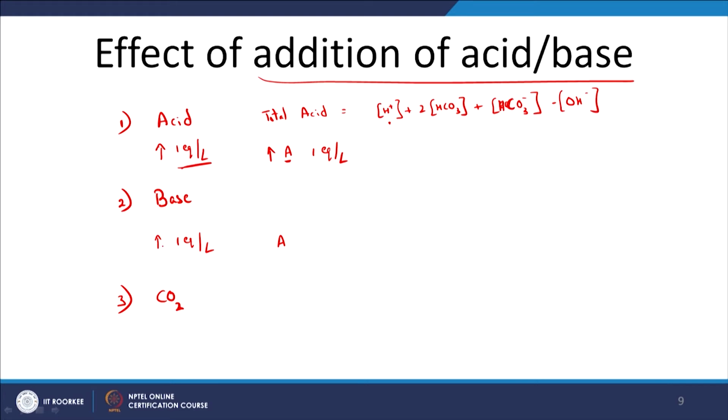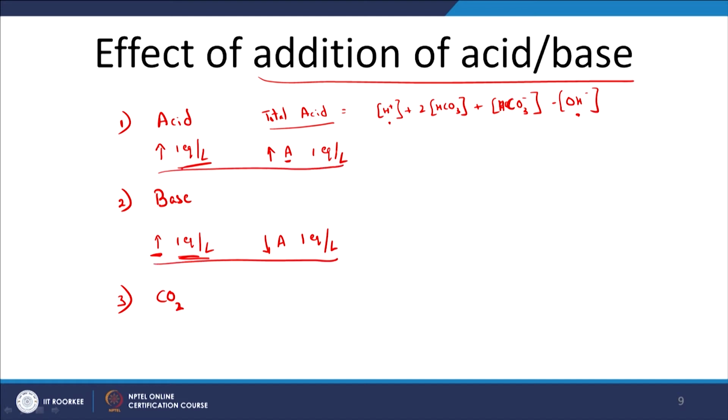Here, by adding a base I am going to increase the OH minus concentration. So in effect, what does that mean? I am bringing down the value of the total acidity, right. So when I add a base to the solution, the initial acidity will come down, or will decrease. And if I add 1 equivalent per liter of base, I am going to lose 1 equivalent per liter of my particular acidity, right. So that is the case.